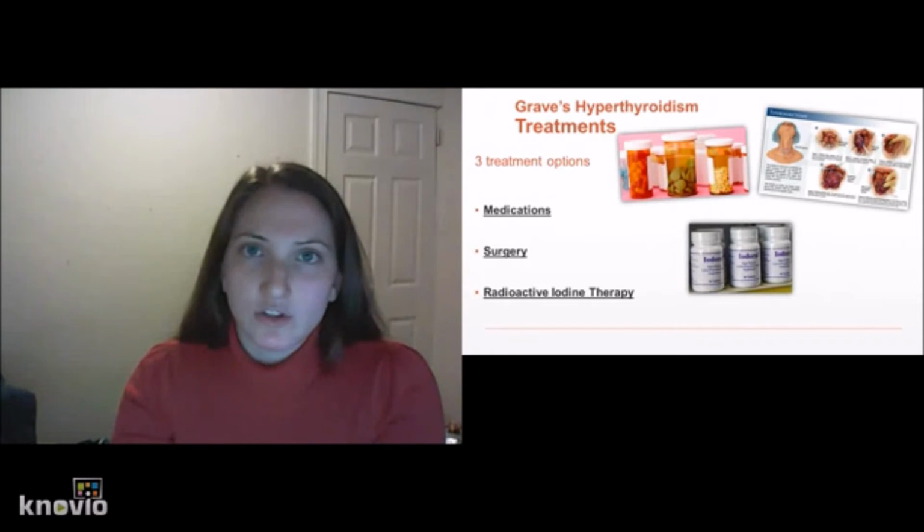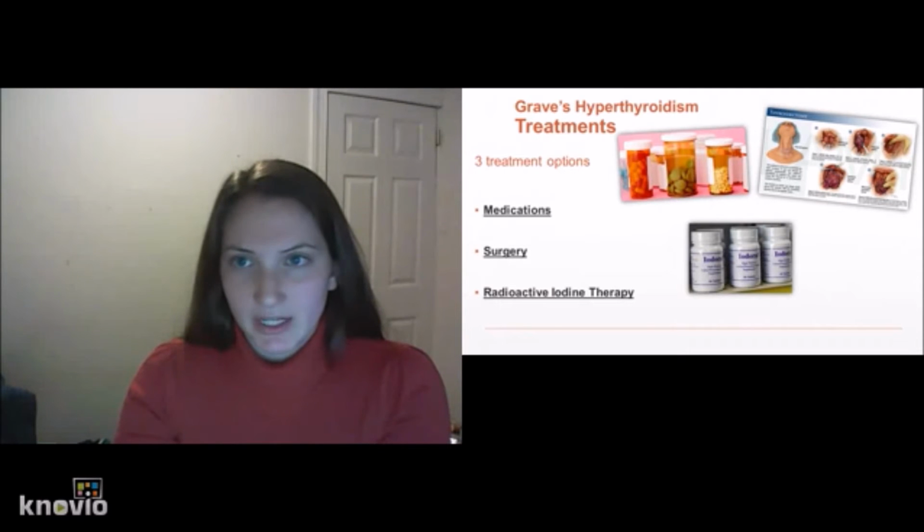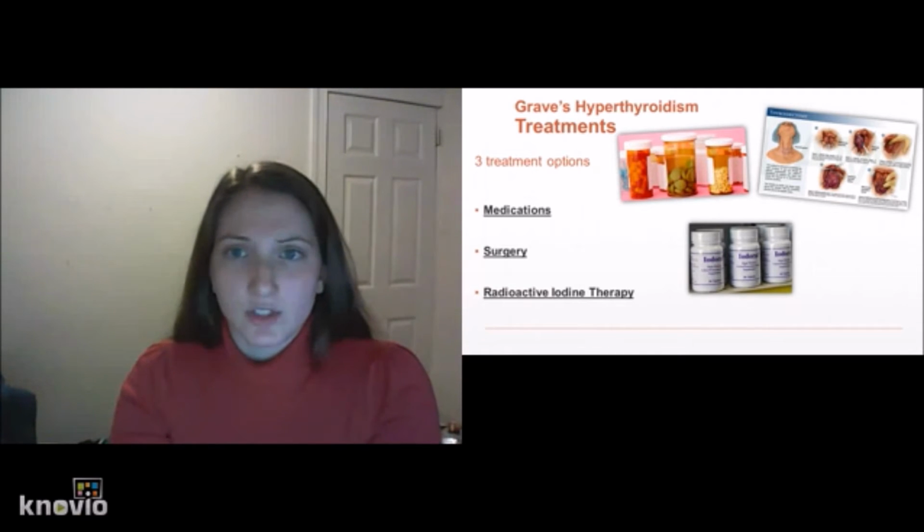So treatment. There are 3 types of treatments you could get. You could take medication, like antithyroid medications and beta blockers, or you could have surgery to remove your thyroid, or you could take radioactive iodine, which is radioactive iodine therapy, which is also taken orally, just like medications.